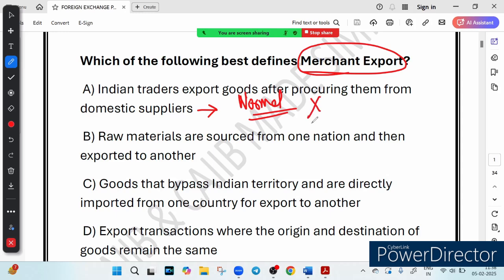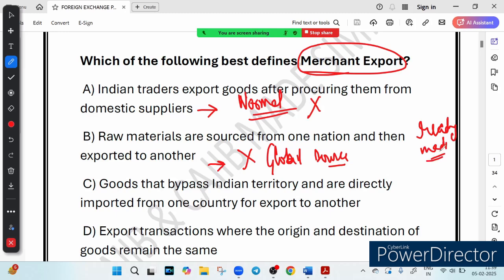Then option B says raw materials are sourced from one nation and then exported to another. This sounds close, but it is more likely a kind of global sourcing. A company buys raw cotton from Egypt, processes it in Vietnam and exports the final product to Europe. However, in merchant export the trader does not process or manufacture anything. So this option is also incorrect, because merchant export involves ready-made goods. There is nothing like processing here.